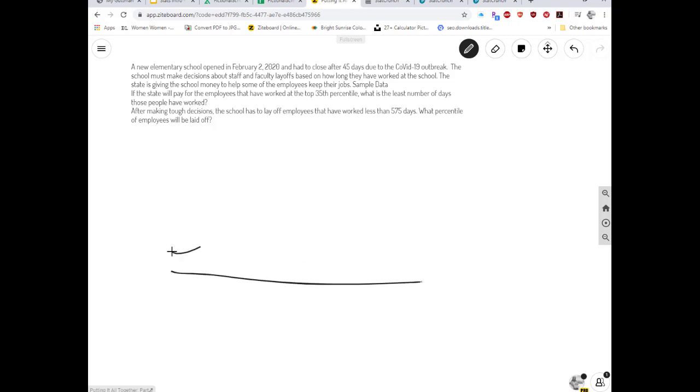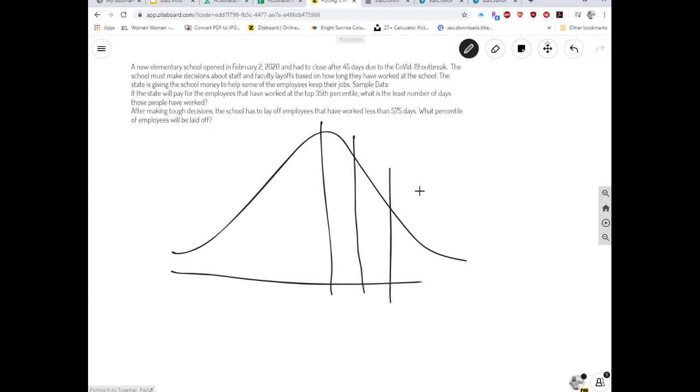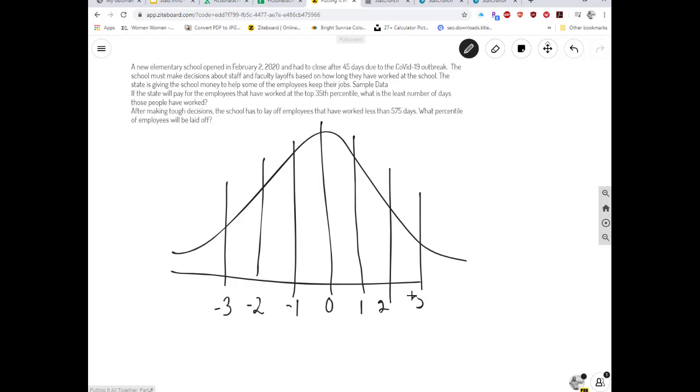Got kind of crazy with that one, didn't I? Okay, 0, 1, 2, 3, -1, -2, -3. This is an ugly 3. Let me fix that a little bit. That looks like -3. Let me fix that. Three. Okay.